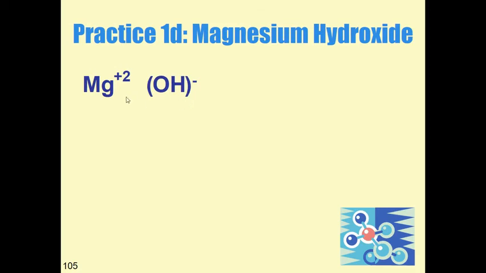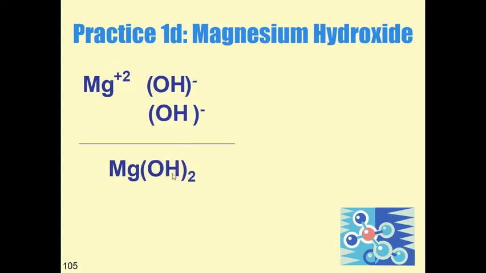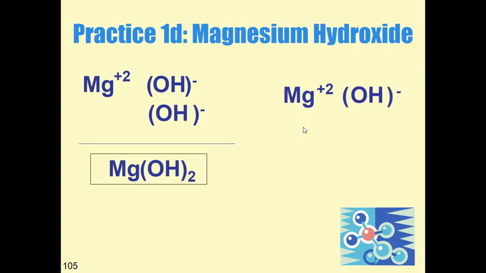Put those parentheses in. We're going to balance our charges. We have a +2 here. We have a -1 here. So we're going to need another one. Now we have a -2 on this side and a +2 there. So this is 1 magnesium, 2 hydroxides. We're not breaking those hydroxides apart. That means we have 2 of these. We want the 2 on the outside of that parenthesis. Or you can crisscross.